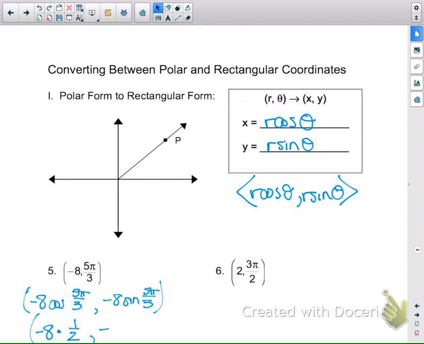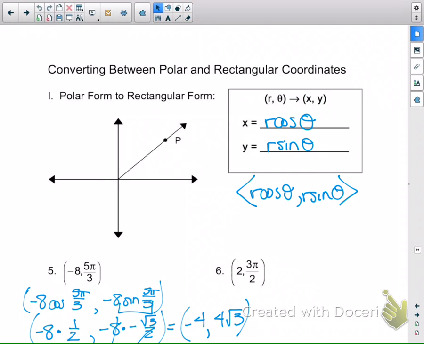Second one. Sine at 5 pi over 3. Because we're in the 4th quadrant, it's going to be negative root 3 over 2. To get my final answer, I just multiply those together. What's that give me for my x? Negative 4. Wow. Yes. That cancels and makes it 4 root 3.